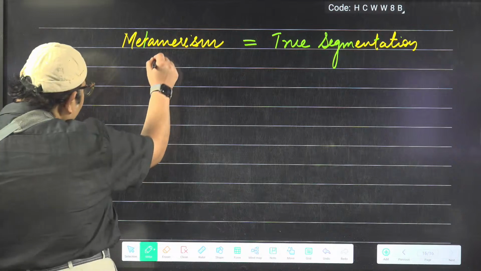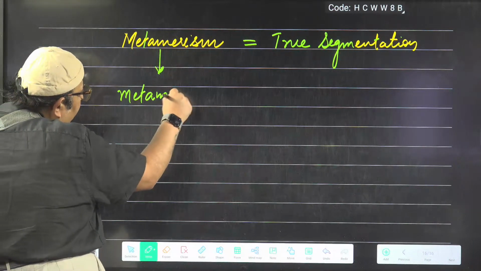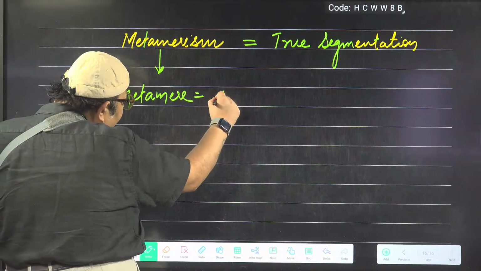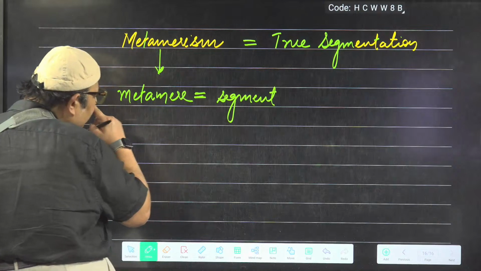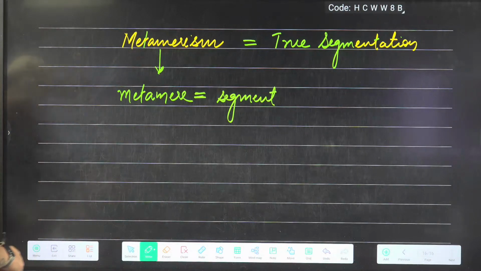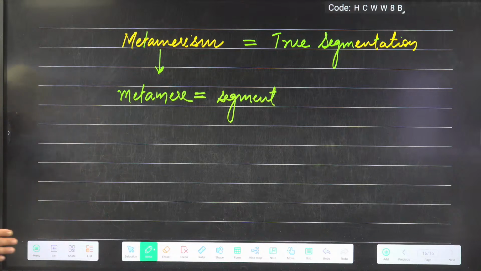Why? Because the word metamer means a unit or a segment. The segment is called metamer. Metamer means the segment, and metamerism is the phenomenon where the body can be divided externally and internally into metamers with at least serial repetition of some organs. Okay, so this is external and internal division of the body into metamers.